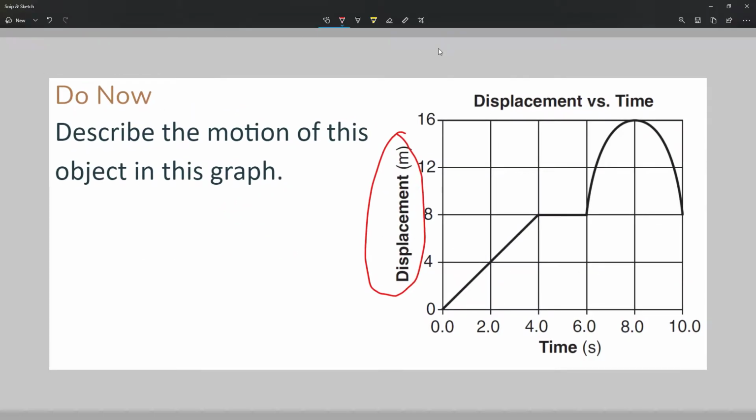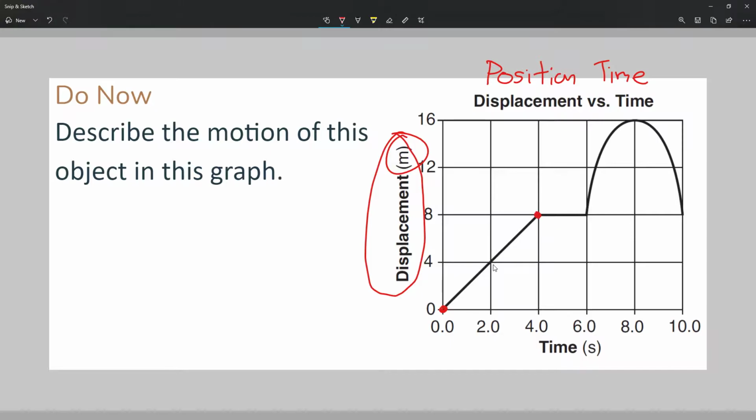So the do now says describe the motion of this object in this graph. And well, if you take a look at this graph, this is a position time graph. We know that this is a position time graph, and your y-axis is measured in meters, which means it measures what your position is over time. So let's analyze what this graph is saying.